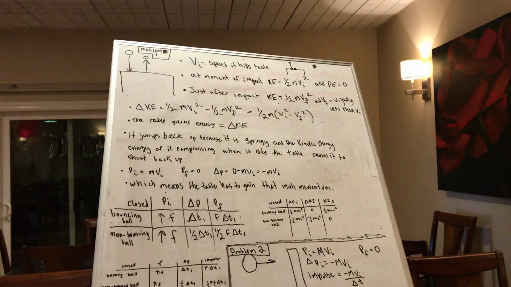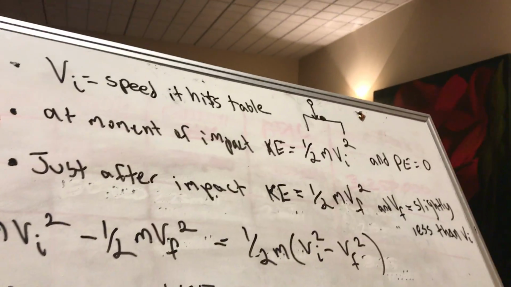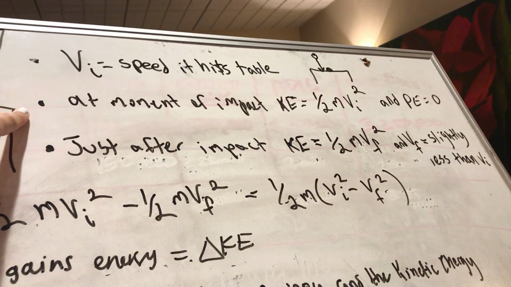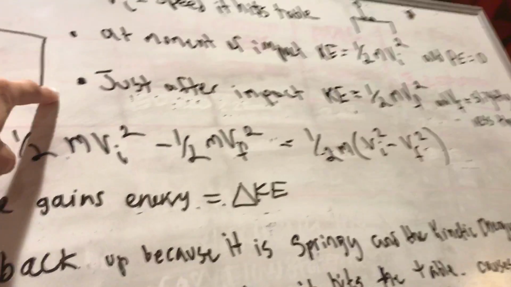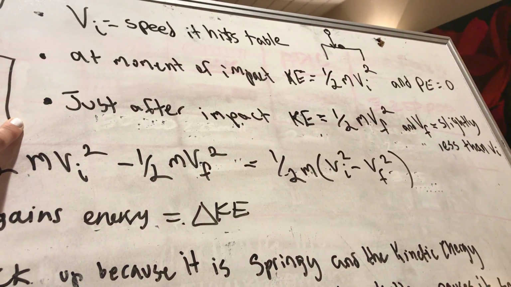Okay. So basically, for problem one, there's a springy ball that is dropped, and then it compresses and is bounced back up. The initial velocity is the speed when it hits the table, and at the moment of impact, kinetic energy is equal to 1/2 mass times the initial velocity squared, and potential energy is 0 because it's on the table. It no longer has potential energy. However, it's springy, so it springs back up.